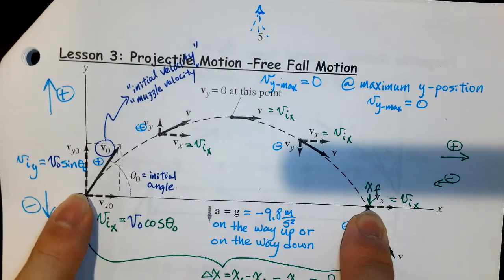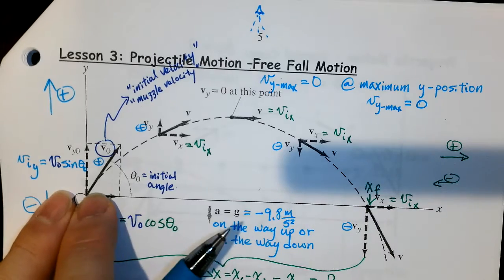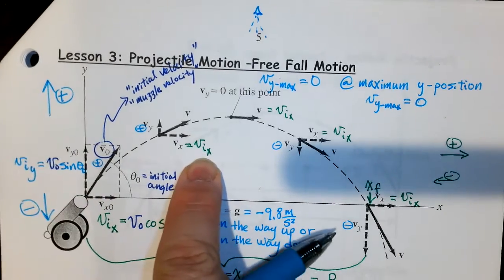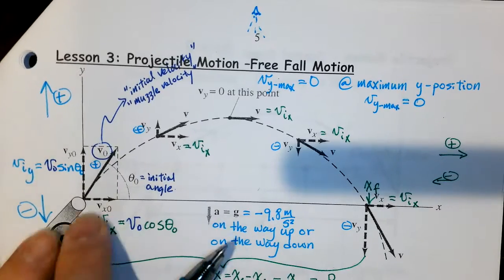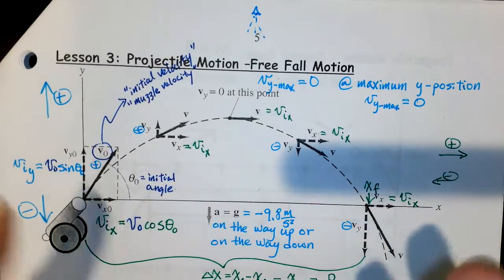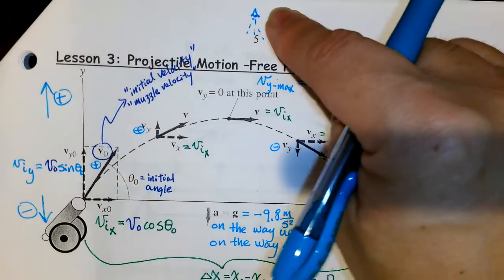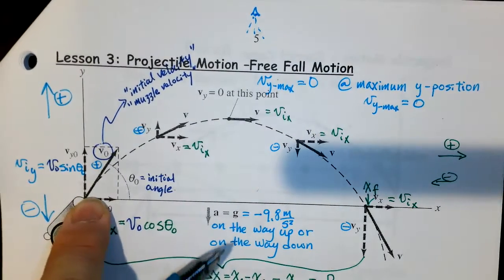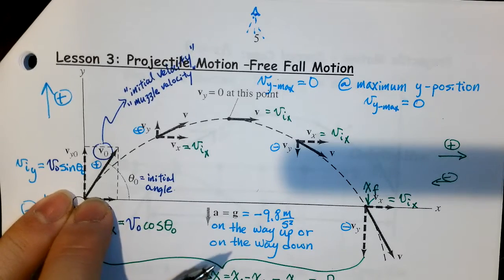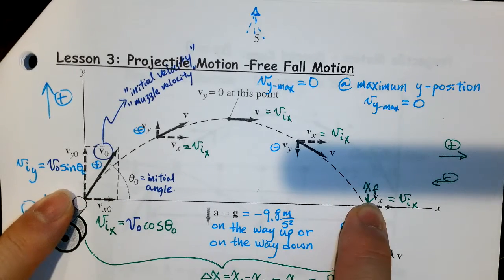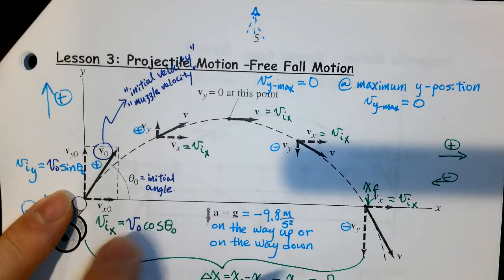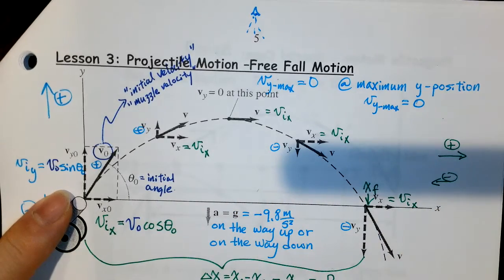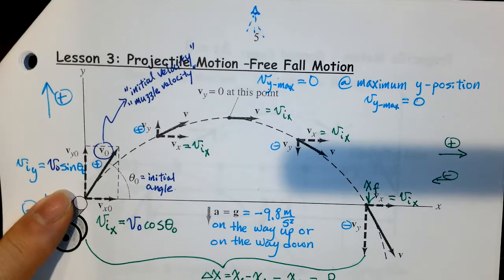This will not look any different than if I were to just roll a ball across the ground at that speed. This little up and down will not even factor into my observation whatsoever. It's going to look nothing different than if I were to just roll the ball across the ground at this initial velocity. Does that make sense?